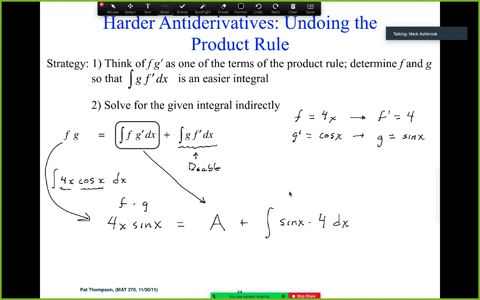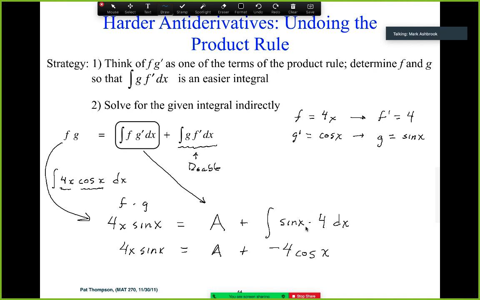Now here's the test to see if we picked our f and g prime correctly. Is this attainable? Is it doable? Yes, 4 sine x is a pretty easy antiderivative and doesn't need any special technique. We just recognize a function whose derivative is 4 sine x. And what is that? Negative 4 cosine x. The 4 just comes along for the ride.